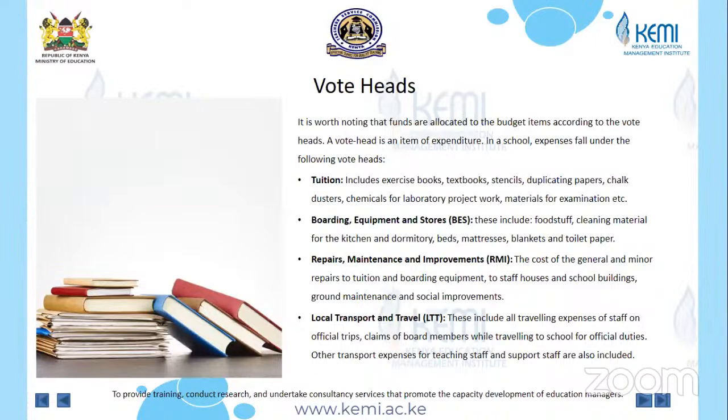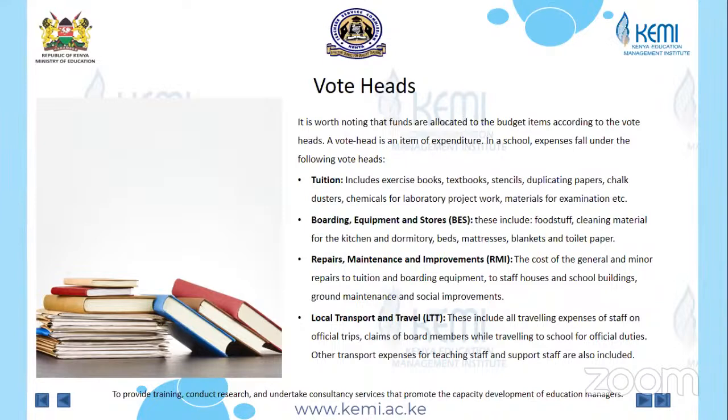Why do we have these vote heads? So that one section is not ignored. And remember, whatever resources we are using in our schools are all directed towards implementation of the curriculum. That is why we have vote heads. In most cases, whatever has been allocated to a certain vote head is not supposed to be interfered with, unless otherwise. That is why some people ask, what is virement? That is the permission to borrow from one account to another. I believe we have answered that.